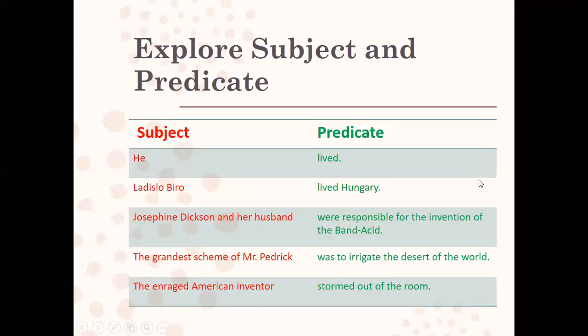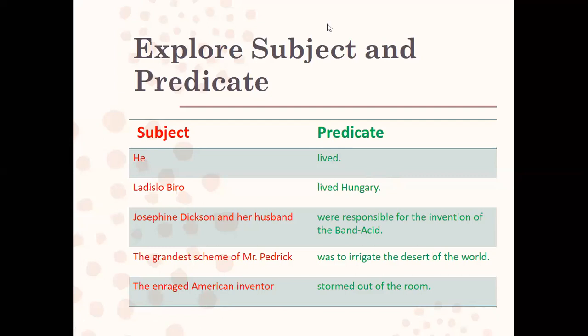Explore the subject and the predicate. This is the exercise, for making you understand. A publisher has published this. Explore subject and predicate. Subject: he. He is the subject, while lived is the predicate. We will be doing this together.